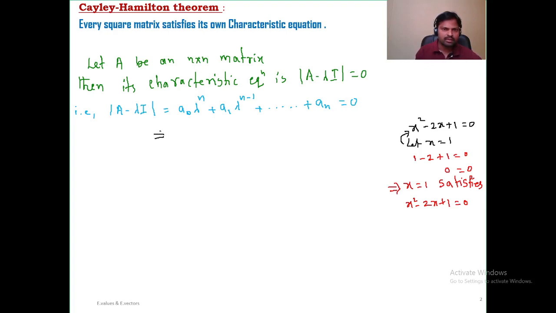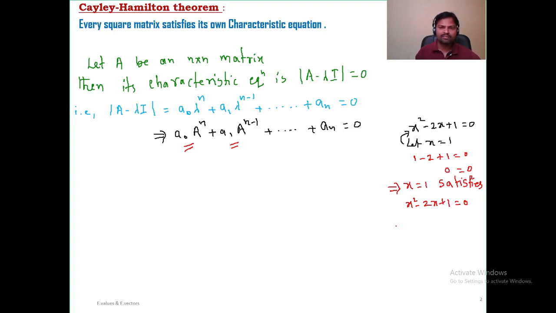Now this implies a0, instead of lambda I am substituting the matrix A, so A raised n plus a1 A raised n minus 1, plus and so on, plus an equal to 0. But this equation does not make sense. Why? Because a0 is a number, A is a matrix. So A to the power of n is again a matrix, and number into matrix is a matrix. Similarly, this is also a matrix. Matrix plus matrix is again a matrix, up to plus an. An is a number, so matrix plus number does not make sense.